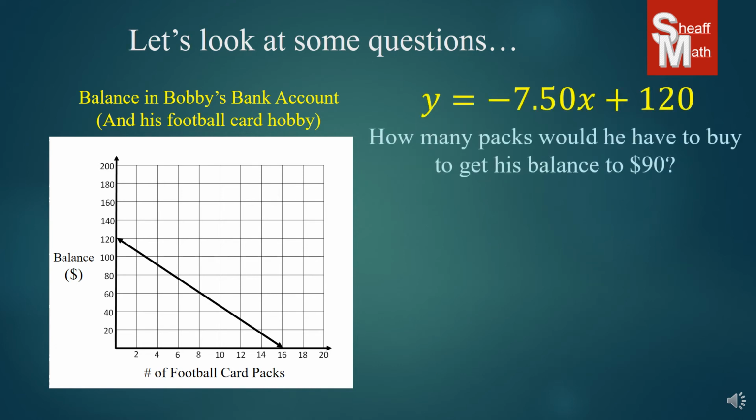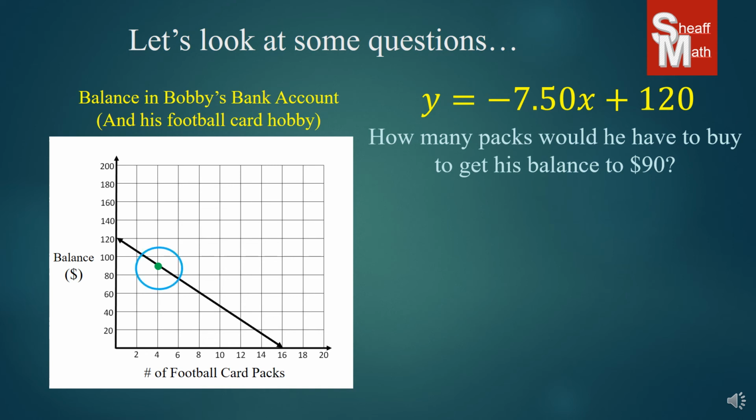All right, let's look at another question. How many packs would he have to buy to get his balance to 90? So $90, let's look at the y-axis for 90 and go over to where the line is, and it's right here. Now it looks like it's right there on the 4. But again, we can't trust our eyes. We want to make sure that it's 4. It could be or it could not be.